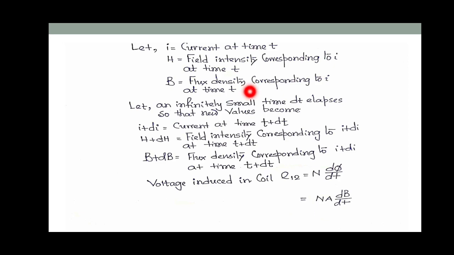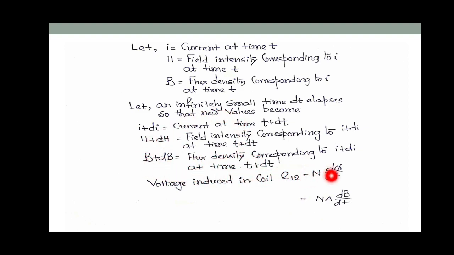Now let the current, the magnetic field intensity and flux density all be variant with time. So at time t, let the current be I, the magnetic field intensity be H, and the flux density be B. And after a small increment, say at time t plus dt, the current will be I plus delta I, the intensity will be H plus delta H, and the flux density will be B plus dB.